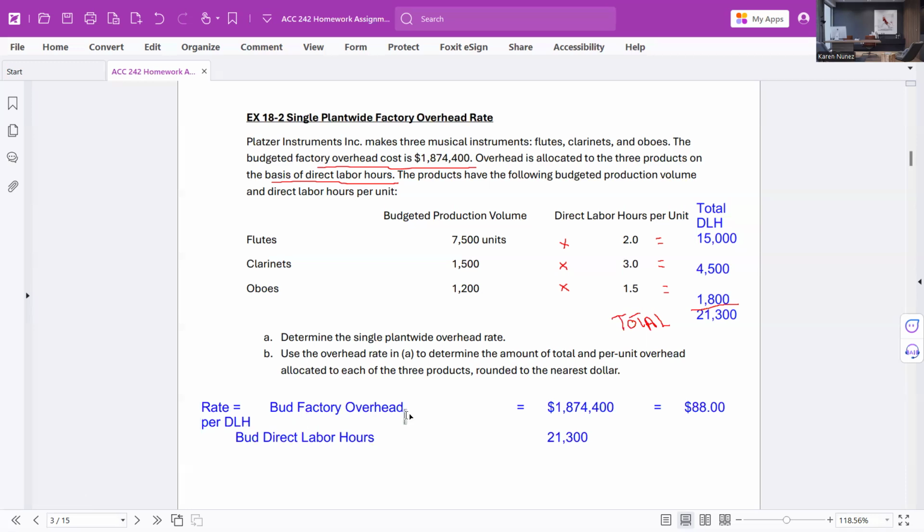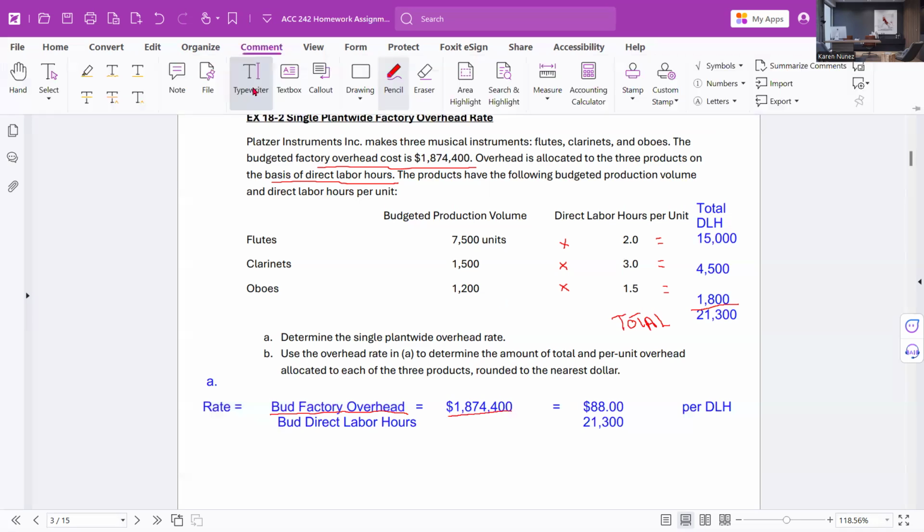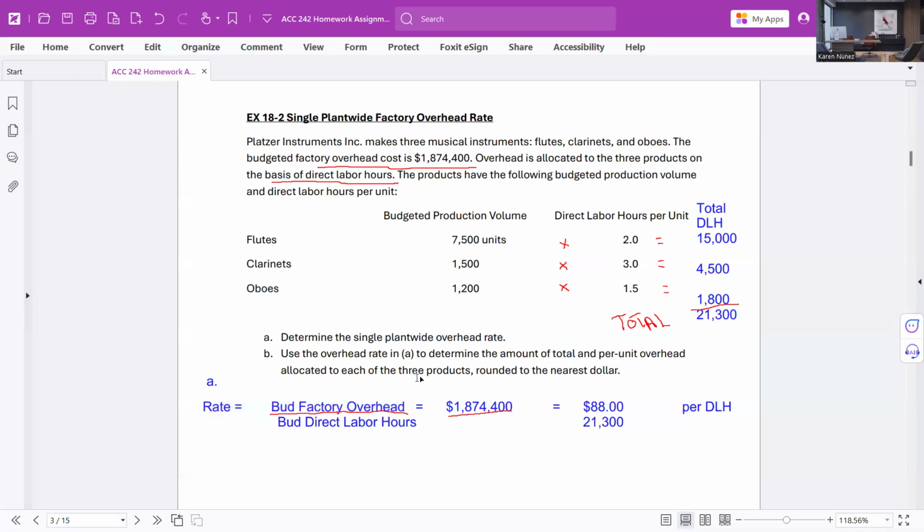So let's see if we can fix this just a little bit. Okay, good enough. So again, it's part A, right? In A, we need to take the total overhead, right? That budgeted factory overhead divided by the budgeted direct labor hours. So we got 1,874 divided by 21,300 hours.